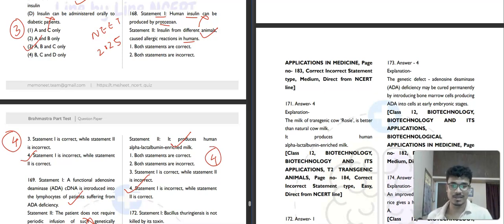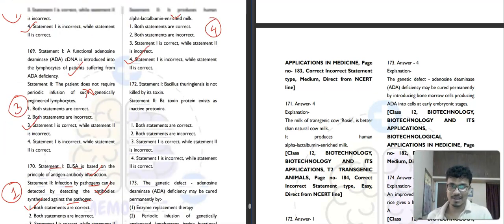Next question number 172. It is saying statement first, Bacillus thuringiensis is not killed by its toxin. Yes, it is correct. Then Bt toxin protein exists as inactive protoxin. It gets converted in the insect gut. So first option will be a correct answer as both the statements are correct.